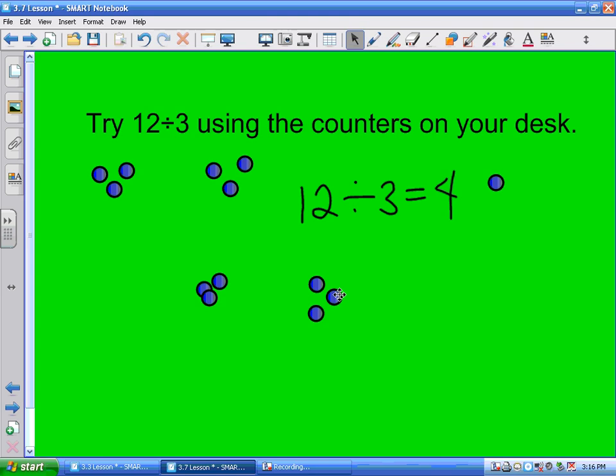Now, remember I told you that multiplication can help you. Does anybody know what 4 times 3 is? 12. You notice that all 3 numbers are there. The 4, the 3, and the 12 are all there.